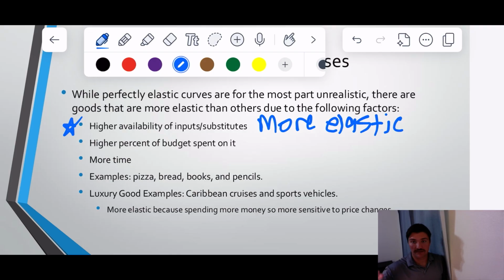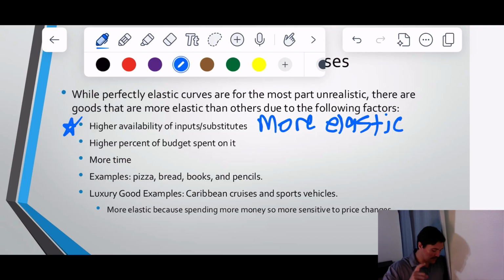And we can think about this from a soda standpoint. You go down to HEB, there are so many substitutes for soda that if Coca-Cola were to raise prices, you quickly switch to something else. And so Coca-Cola is going to have a high elasticity because there's more substitutes.